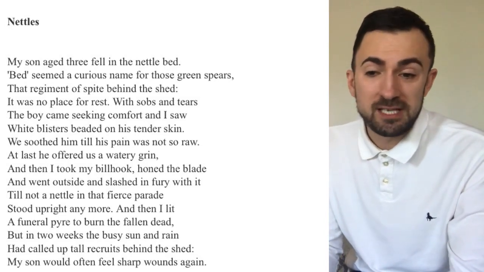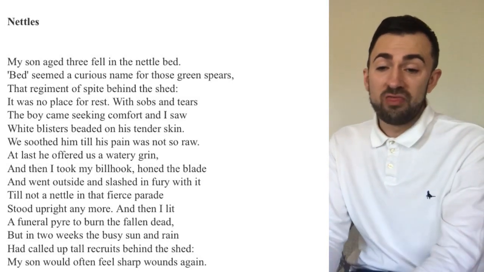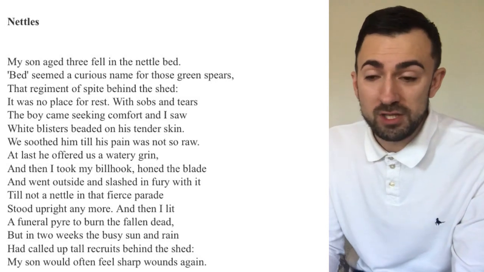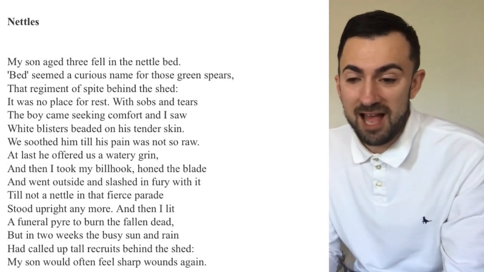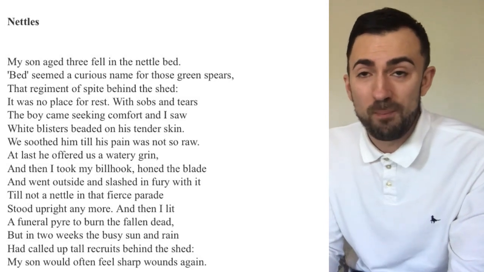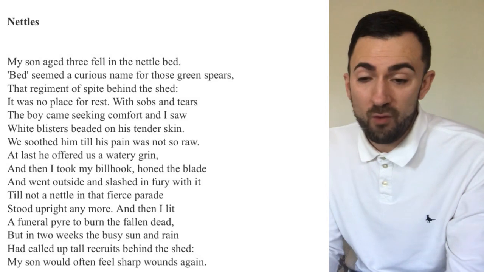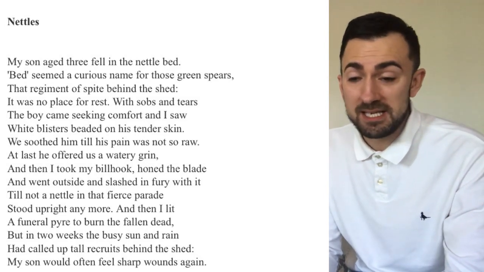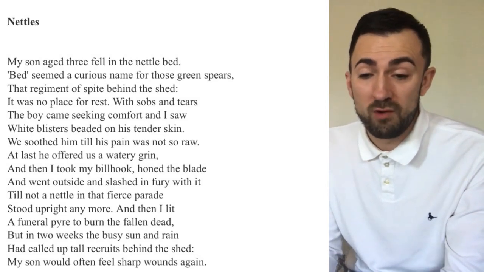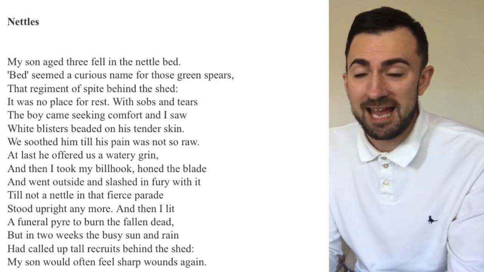We soothed him till his pain was not so raw. At last he offered us a watery grin, and then I took my billhook, honed the blade, and went outside and slashed in fury with it till not a nettle in that fierce parade stood upright anymore. And then I lit a funeral pyre to burn the fallen dead, but in 2 weeks the busy sun and rain had called up tall recruits behind the shed. My son would often feel sharp wounds again.